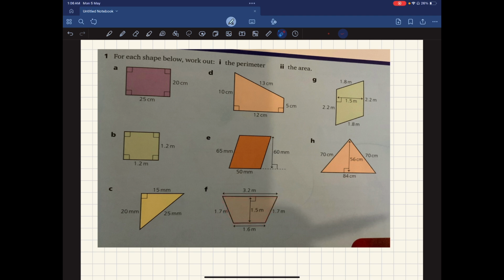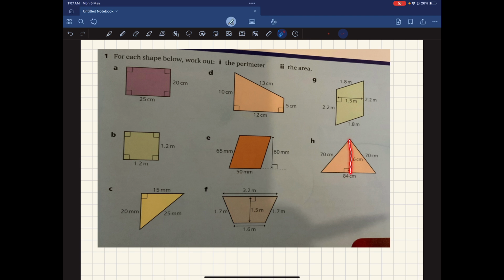Okay. Similarly, for this parallelogram, this is the perpendicular height, right? And this is going to be the base. So area would be 2.2 into 1.5. Perimeter would be 1.8 plus 2.2 plus 1.8 plus 2.2. So notice that we're not using the height in calculating the perimeter.